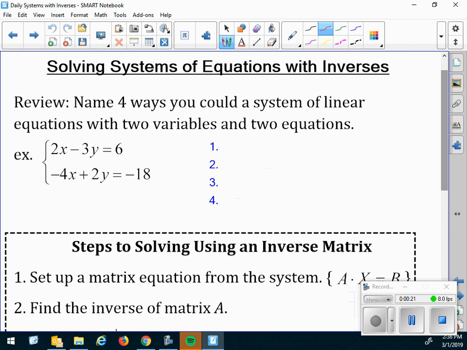Solving systems of equations with inverses. Now, you have learned 4 ways to solve a system of linear equations with 2 variables and 2 equations. What's one way you know? Substitution, graphing, elimination, and the one you learned yesterday, Cramer's rule.